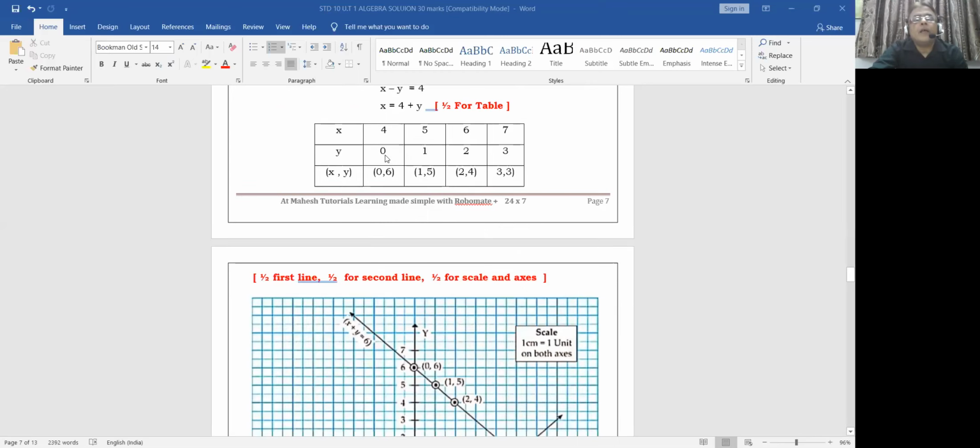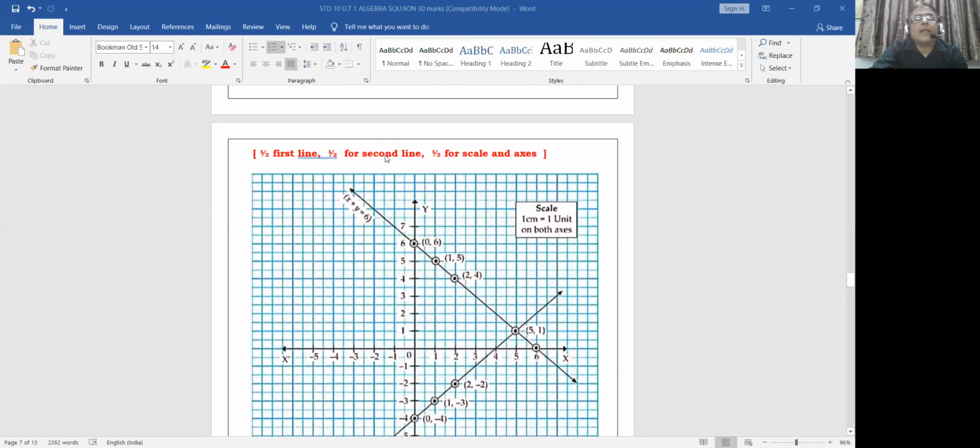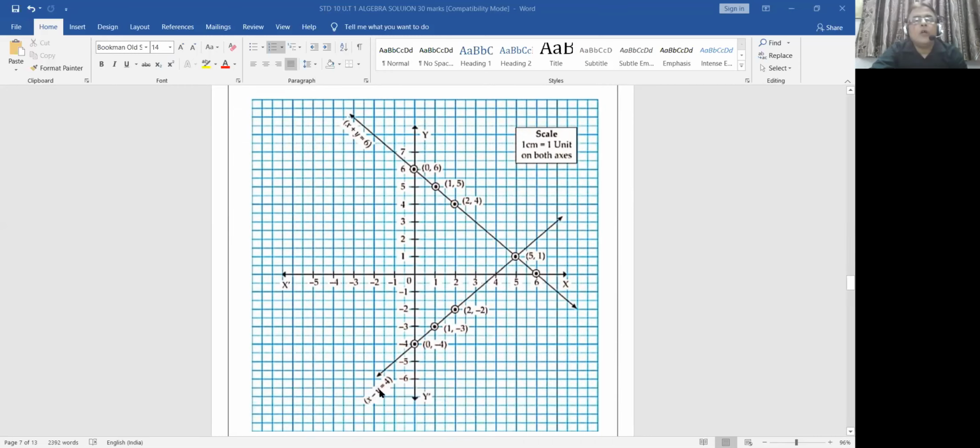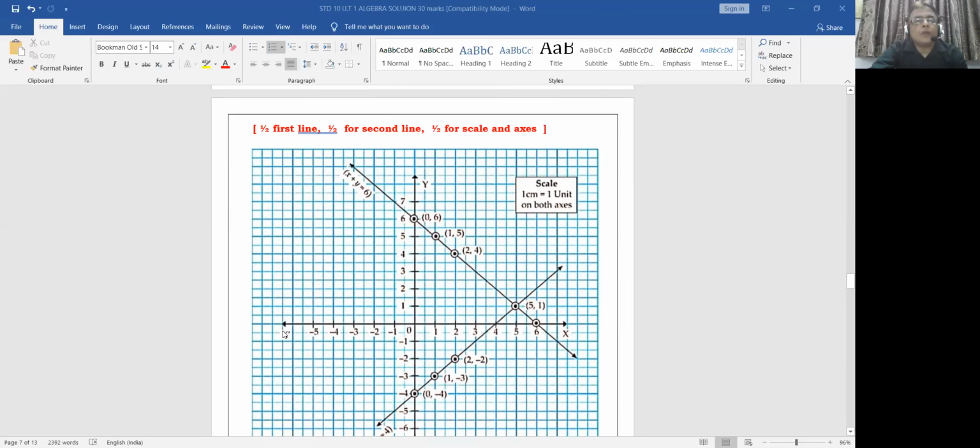Okay, now, come to the graph. Graph, everything should be written with pencil only. Pen is absolutely not allowed. Half mark for drawing the first graph with equation. Half mark for drawing the second graph, and just see whether you have written this equation or not. Then half mark for your scale, for your axis, x dash, x, y, y dash.